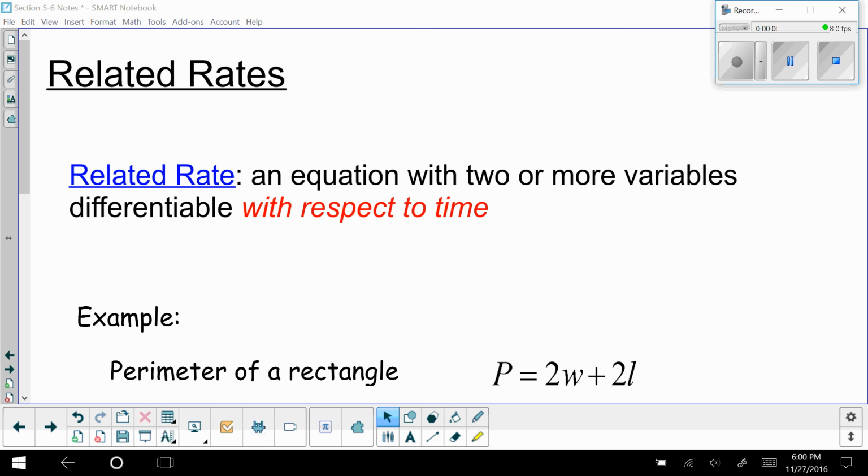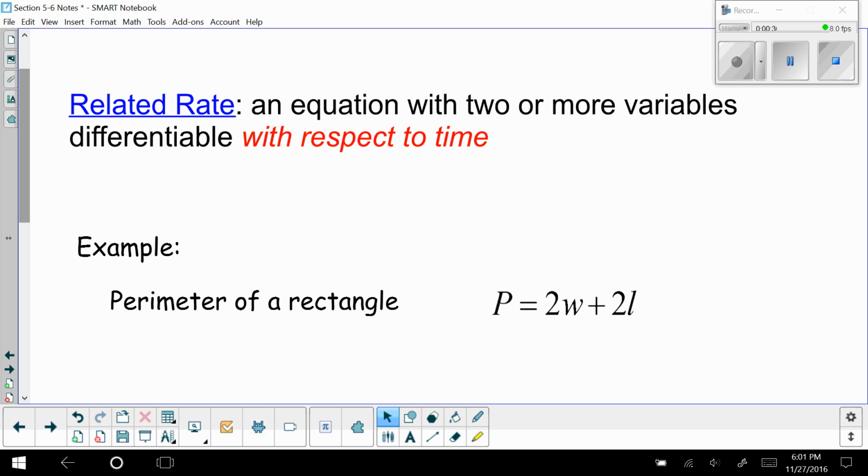So, final application for derivatives is what are known as related rates. And these are equations that involve two or more variables that are all differentiable with respect to time. And that's really important, is that when we're talking about these, we're doing derivatives with respect to time. So this goes back to the implicit differentiation. If you're taking the derivative of any variable that's not t or whatever stands for time, you have to do the chain rule on that variable.